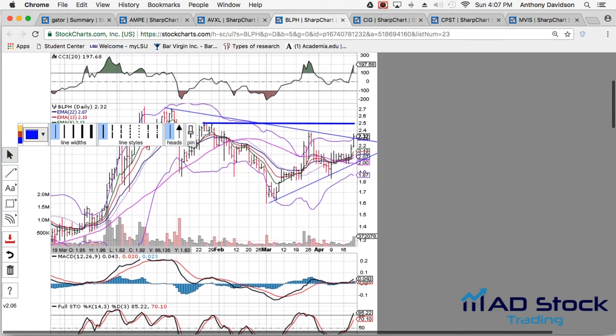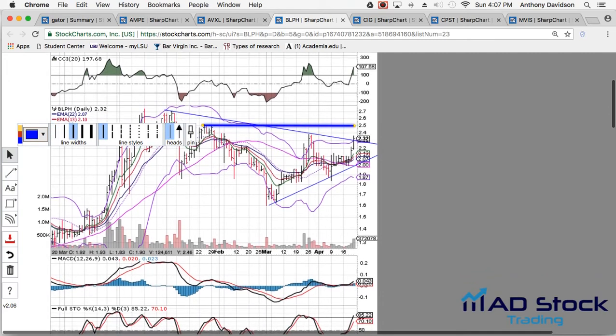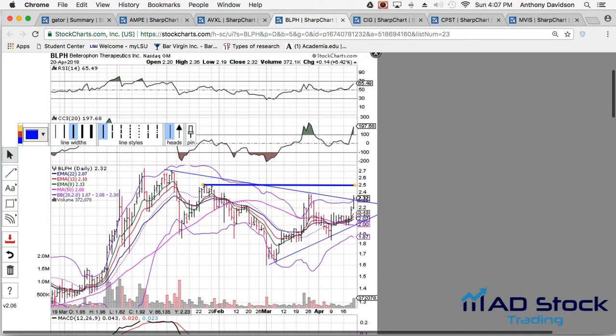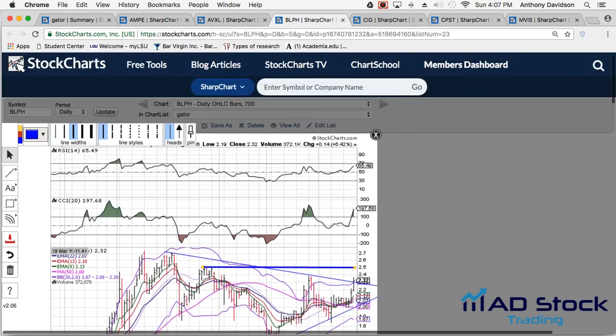BLPH. Not sure what that line's doing, but here we go. BLPH. Again, the RSI, CCI, good.